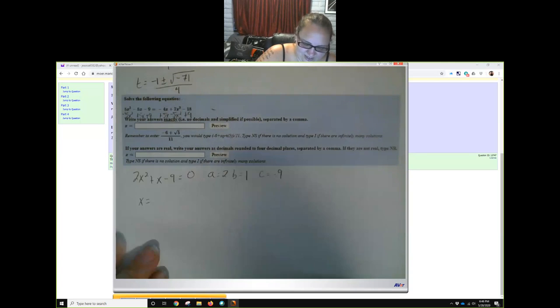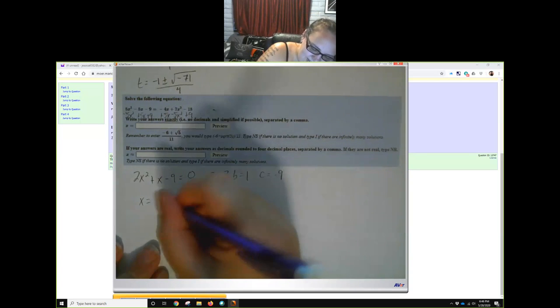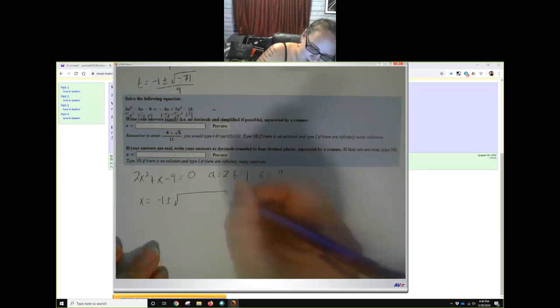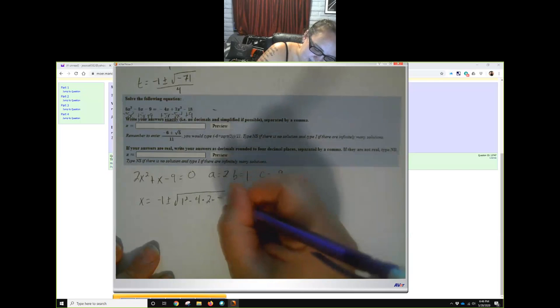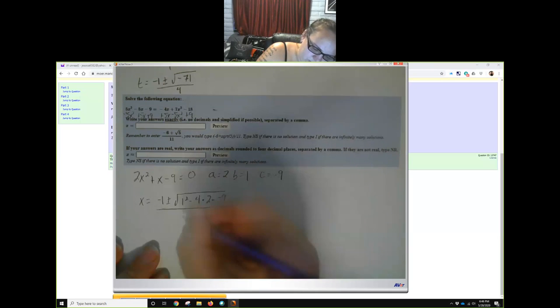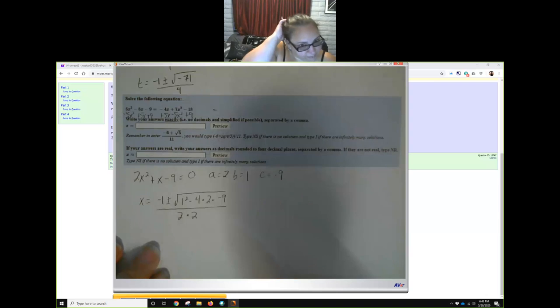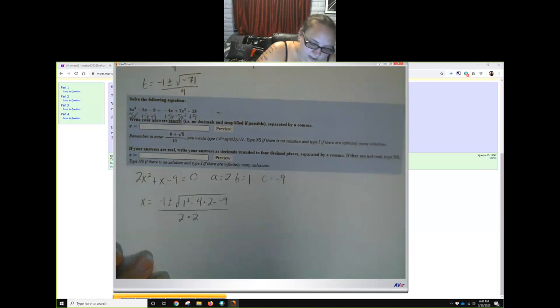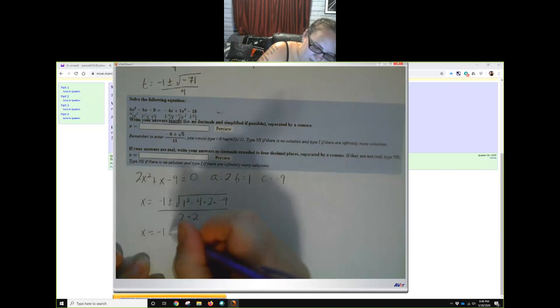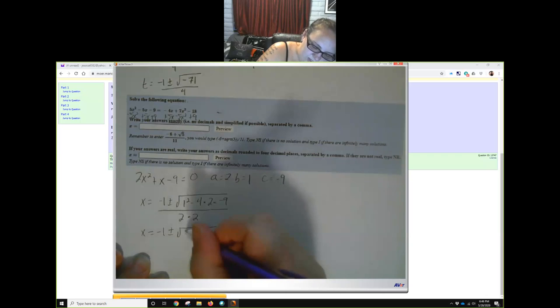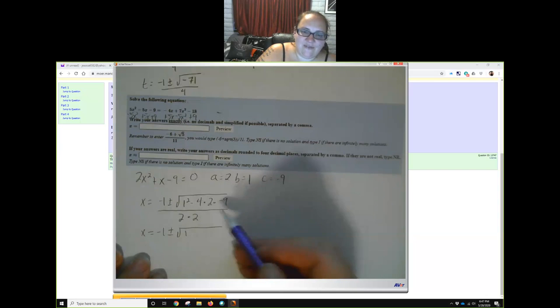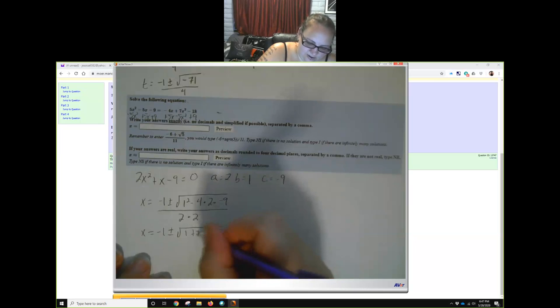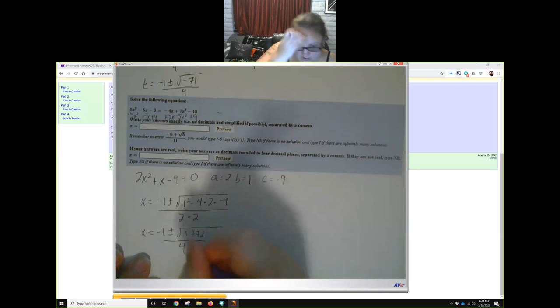So x equals negative 1 plus or minus the square root of 1 squared minus 4 times 2 times negative 9, over 2 times 2. So then that's negative 1 plus or minus the square root of 1 squared is 1. Now this time I'm going to have 72 again, but a negative 4 and a negative 9 is going to make it plus 72, over 4.